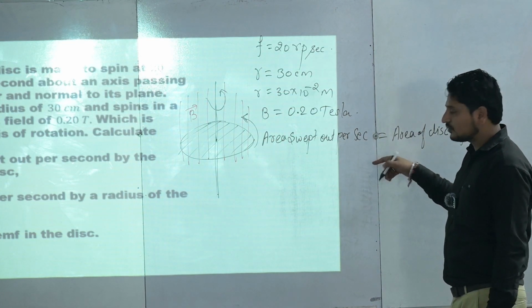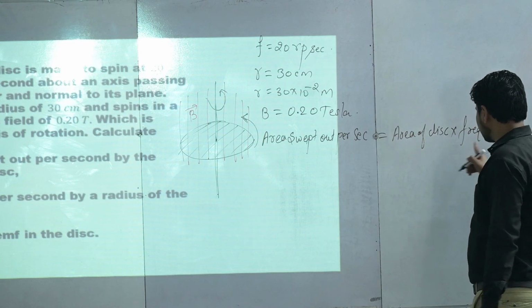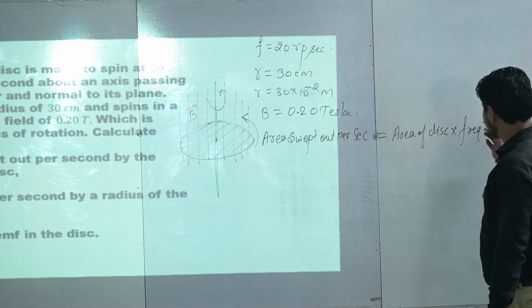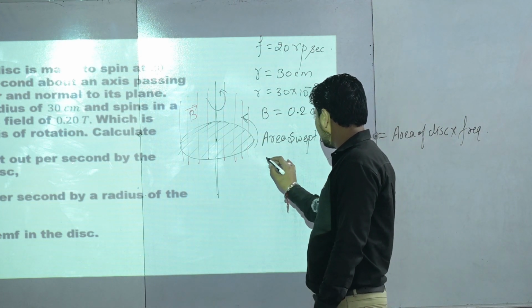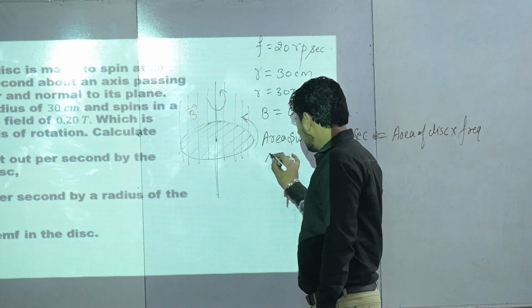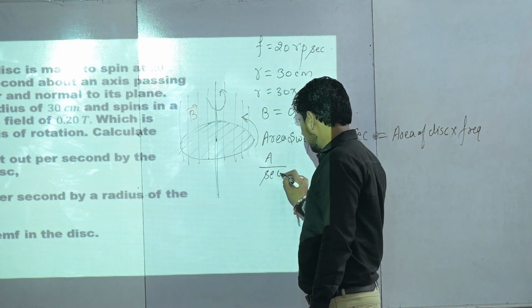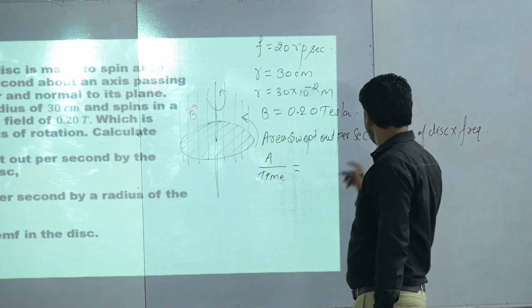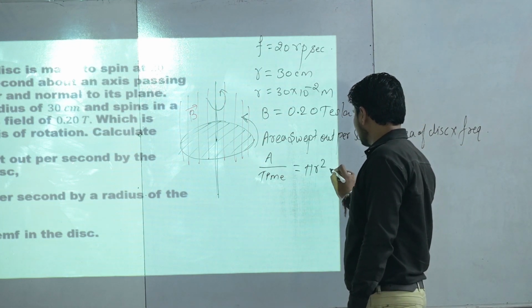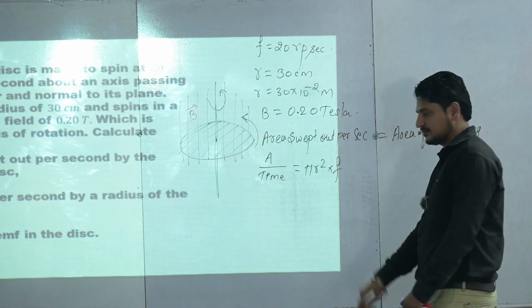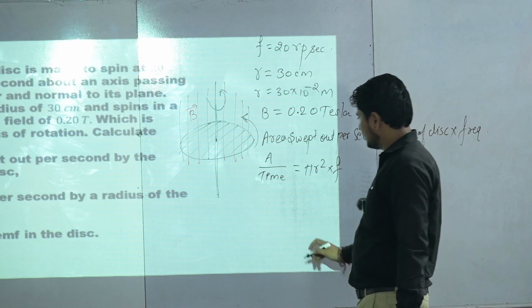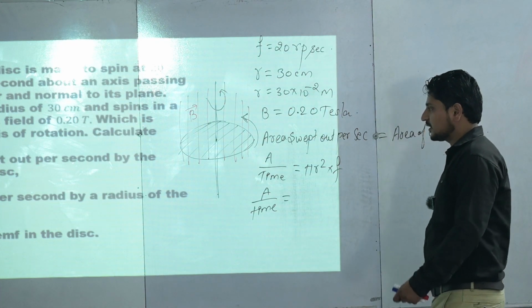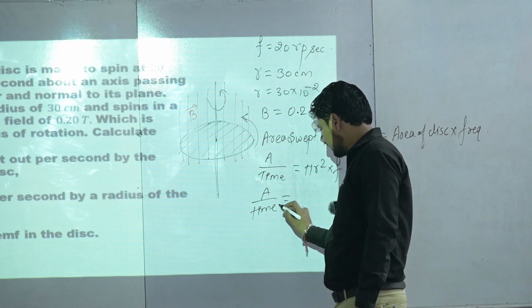here if you take swept out per second, then divided by time, it becomes 1/time, it's a frequency. So it's the frequency of this disc. Clear? So area swept out per second, or area per time, you can take. So area per time is equal to the area of the disc, this is pi r square multiplied by f, and this is frequency. Pi r square multiplied by frequency. So again area divided by time. So this is area swept out per second.